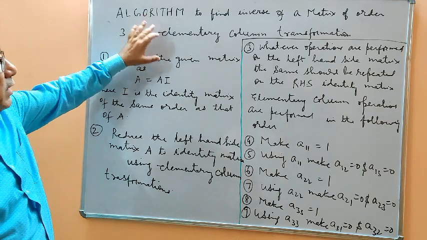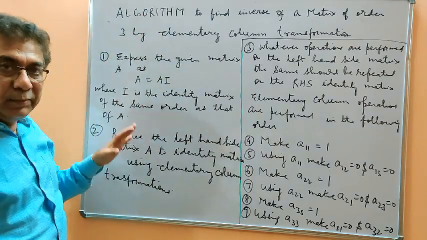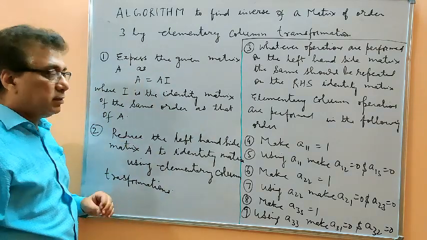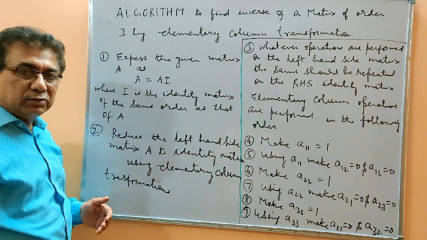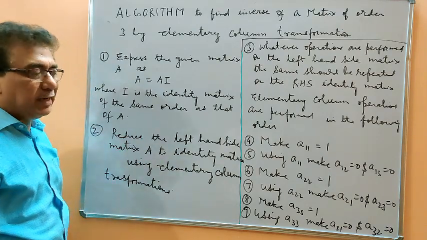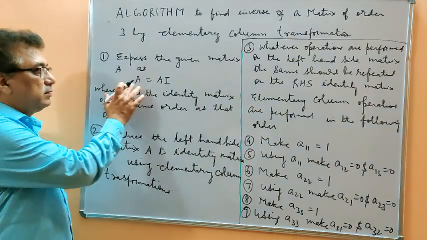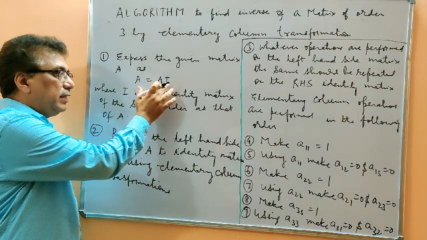Now I have written the algorithm for a matrix of order 3, because that is the frequently asked question. So these steps are concerned with the matrix of order 3. Of course, they can be reduced to fewer steps for a matrix of order 2, that I will explain later on. So the first step, express the given matrix A as A into I.